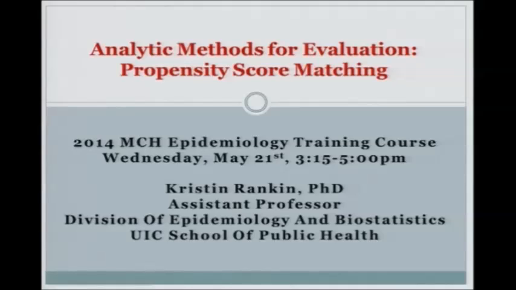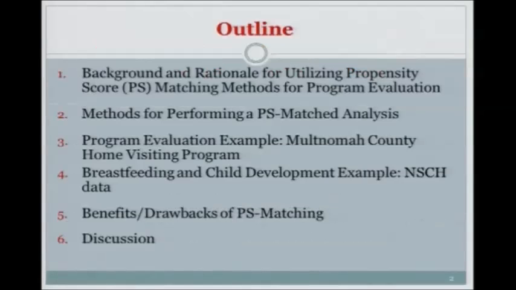Okay, so I'm going to talk a little bit about propensity score matching today as a potential approach to program evaluation. Just what I'm going to try to get through today is the background and rationale for using propensity score matching, some methods. I'll go through a general methods, and then I'll go through two different examples that apply the methods. And then we can talk about some of the benefits and drawbacks and hopefully have some discussion at the end.